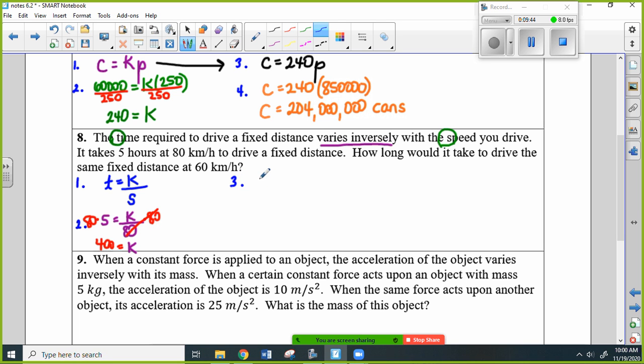Step 3 is to literally rewrite the original equation with K plugged in, nothing else. Then step 4 is to answer the question, which we haven't even read yet. It says, how long will it take? So that means I'm looking for a time. How long will it take, time, to drive the same fixed distance at 60 kilometers per hour? And so remember, that's an S on the bottom, and that's my speed.